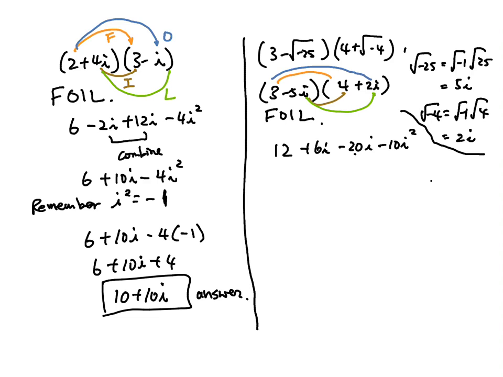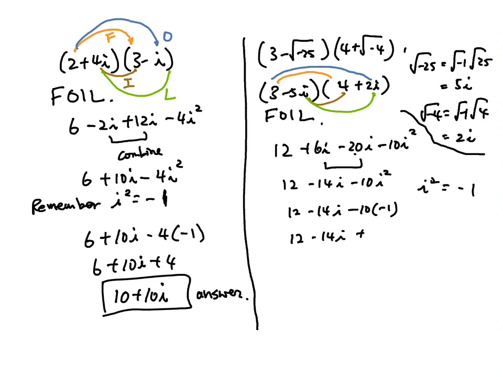Okay, combine like terms. 12 minus 14i minus 10i squared. And remember, i squared is negative 1. So this is 12 minus 14i minus 10 times negative 1. So which is 12 minus 14i plus 10. So our final answer is 22 minus 14i.